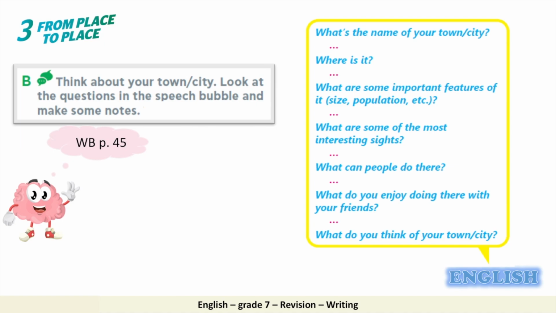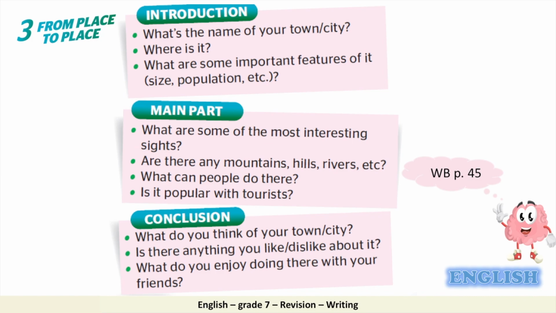Now, do you remember how many paragraphs you need to have in this writing? Very good. Your writing needs to have 3 paragraphs. In the introduction, there are 3 questions to answer. Number 1, what's the name of your town or city? Number 2, where is it? Number 3, what are some important features of it, like size, population, etc.